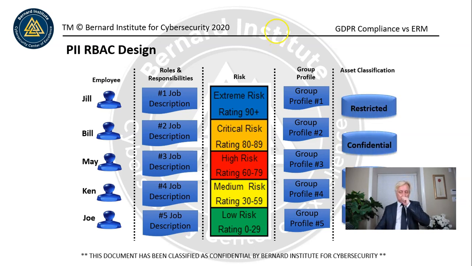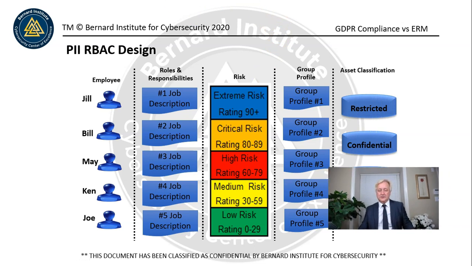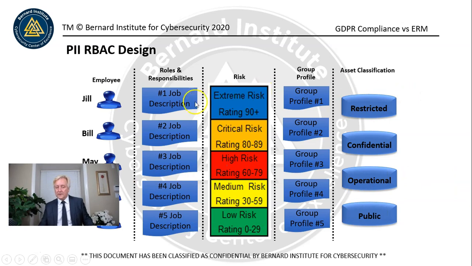And finally, as I mentioned before, they may have access to different types of information. So Jill has job description 1. Job description 1 means that she is executive assistant. She works for the CEO, or she works for our chief legal officer or chief privacy officer. They have extreme access to extremely risky information. And so they get a group profile 1, and it provides that restricted access. So this is how role-based access control works. Hope that was clear. If you have any questions, of course, after the presentation, you can always email me.